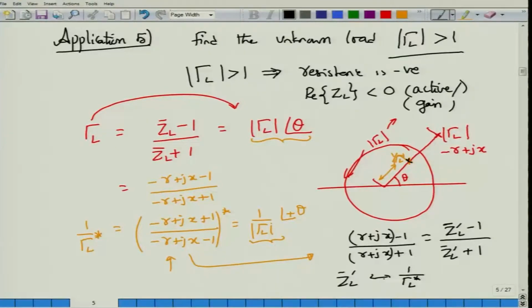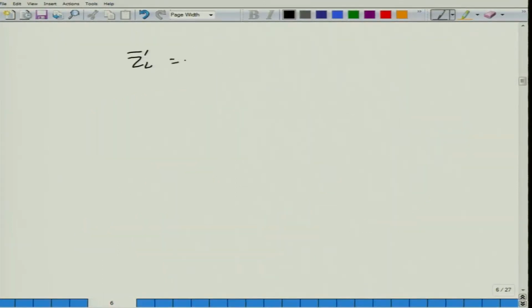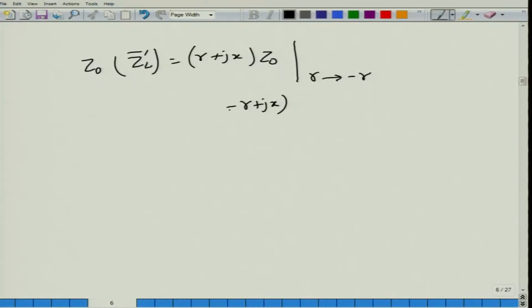So, what do you do now? Find out the corresponding value of constant R and constant X circles, find out the value of ZL bar prime here, okay. So, from this point which we will call point A, find out what is ZL bar. Once you have found ZL bar, you simply replace, right. So, once you found ZL bar, which will be some R plus Jx, if you want you can unnormalize this by multiplying with Z0, okay, and then you simply replace R by minus R here, so that you obtain minus R plus Jx into Z0, which is the correct value of the unknown load impedance.